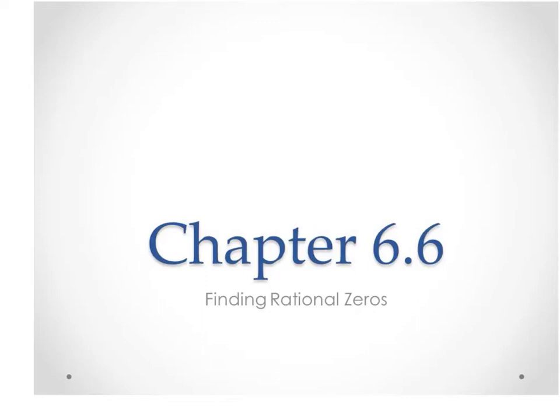Hello and welcome to Algebra 2, Chapter 6.6, Finding Rational Zeros. You do need to remember that a rational number is any number that can be written as a fraction. So what we're looking for here are any zeros, or any places that it crosses the x-axis, which are numbers that can be written as a fraction.